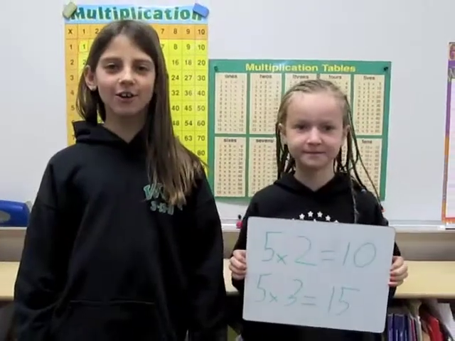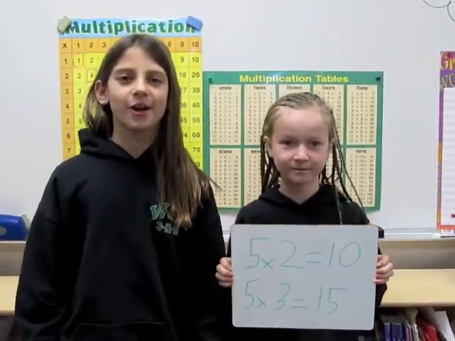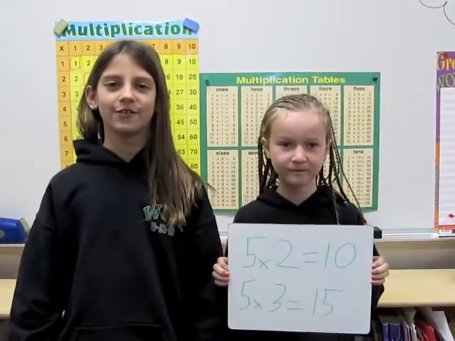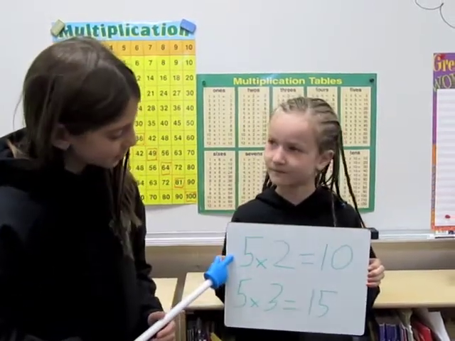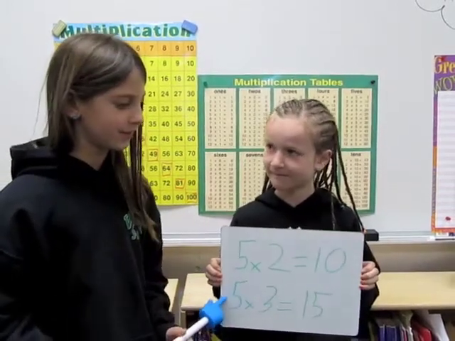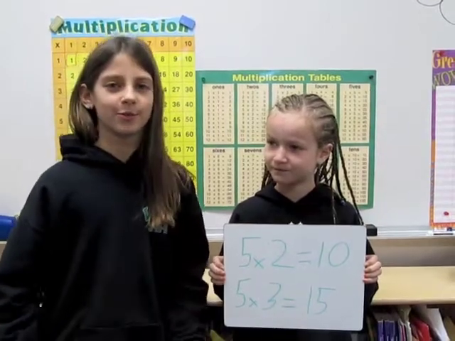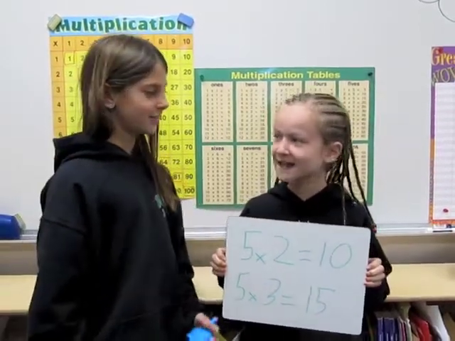Isn't that awesome? There's also a trick for the 5s. The trick is all the products end in 0 or 5. For example, 5 times 2 equals 10. Another example is 5 times 3 equals 15. The 0 and 5 always appear in the ones place. Wow, that's a terrific tip.